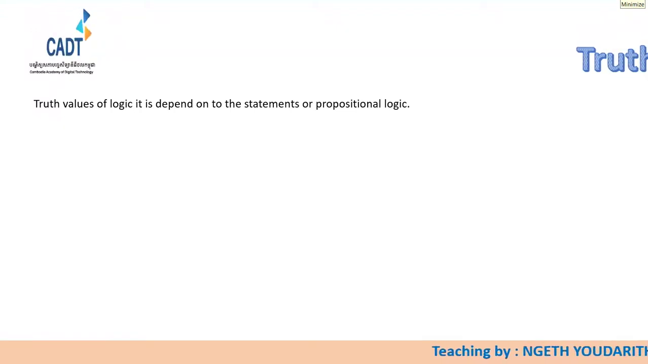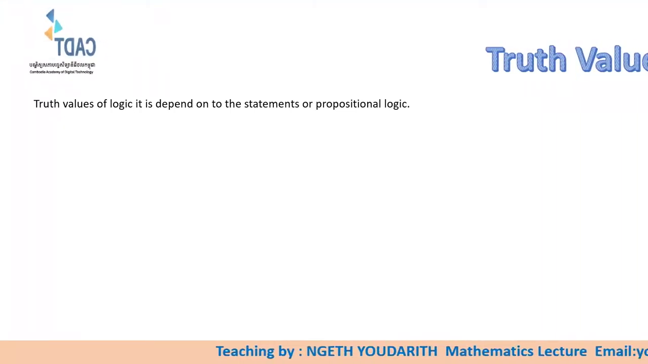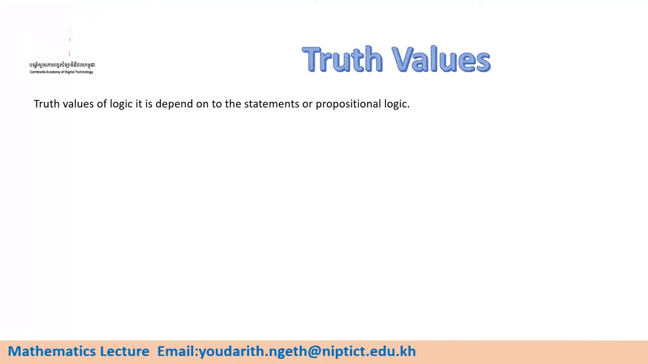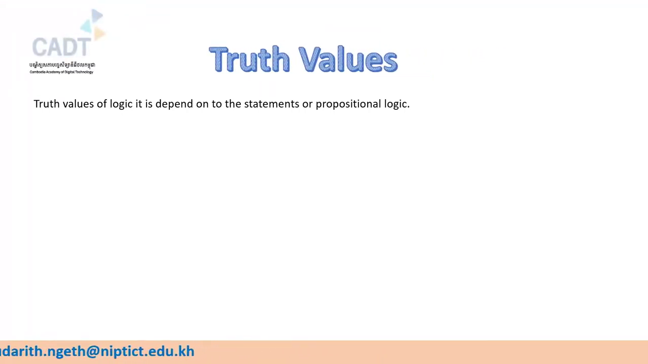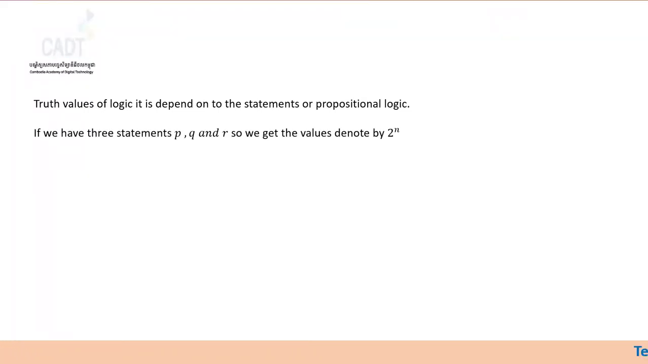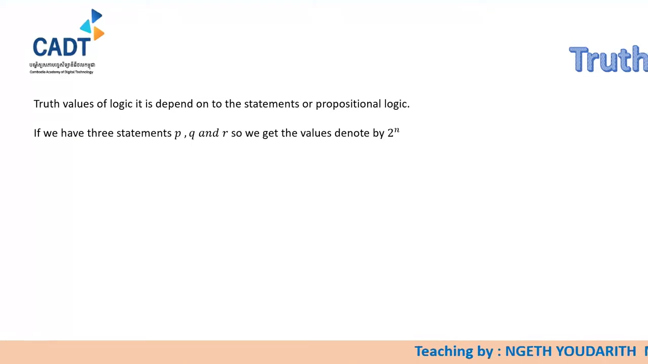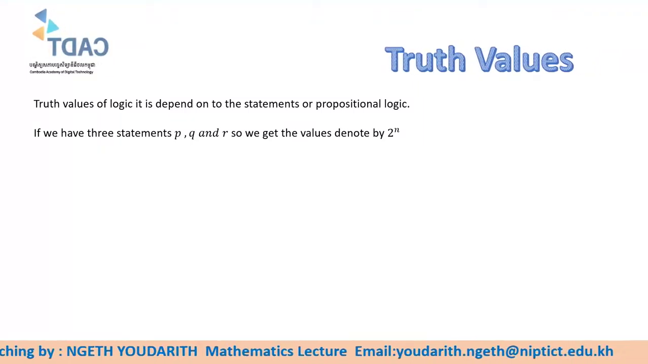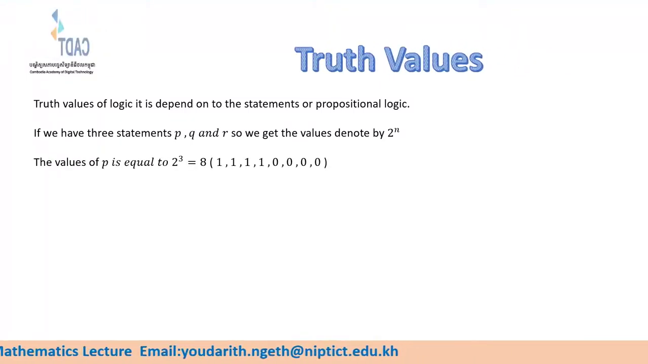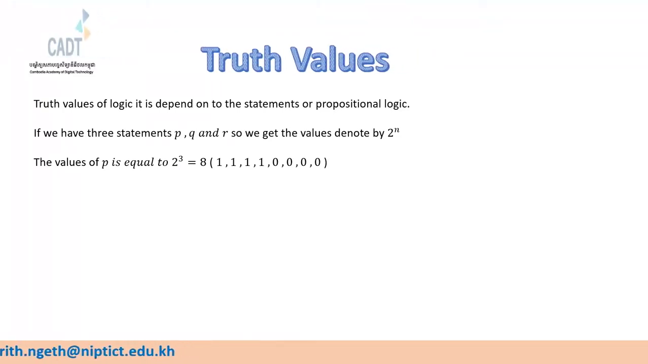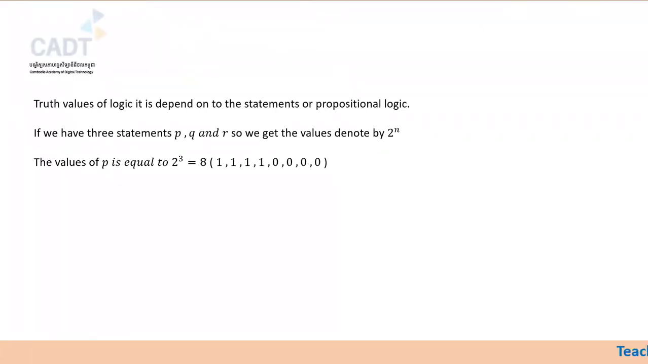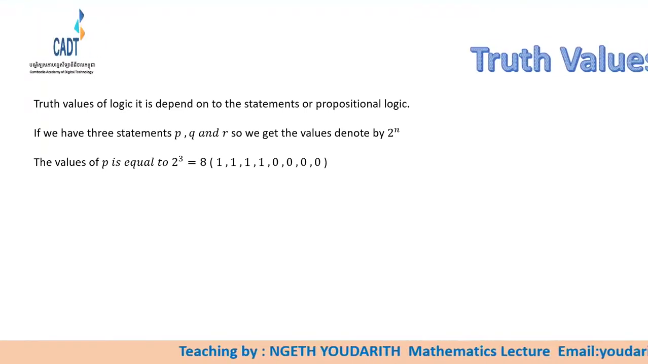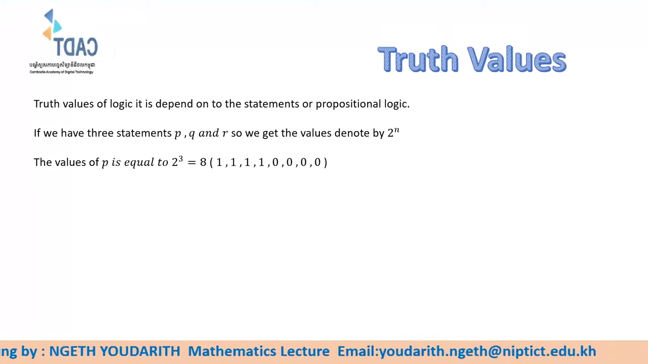And the next, we talk about the truth value of logic. The truth value depends on the statements or propositions of logic. If we have three statements, P, Q, and R, we get the number of values denoted by 2 power n, where n is the number of statements. If we have 3 statements, like P, Q, and R, the number of rows is 2 power 3, which is equal to 8.